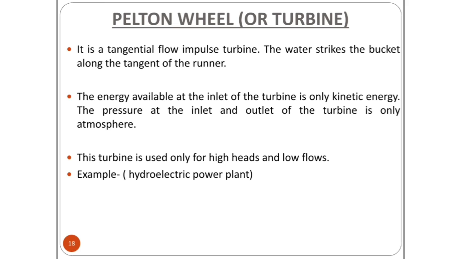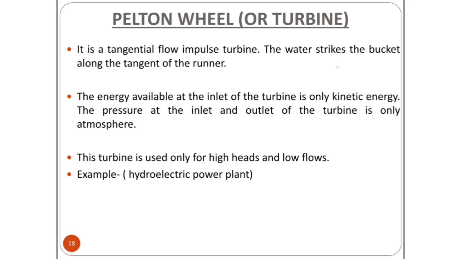So Pelton wheel turbine is a tangential flow impulse turbine. The water strikes the bucket along the tangent of the runner. According to the flow, it is tangential flow, and according to the energy available, it is an impulse turbine. Tangentially the jet of water is striking the vane, so it is a tangential flow. Since the energy available is only the kinetic energy, it is called an impulse turbine. So we will call Pelton wheel turbine a tangential flow impulse turbine.